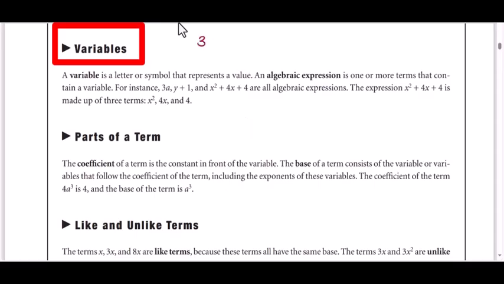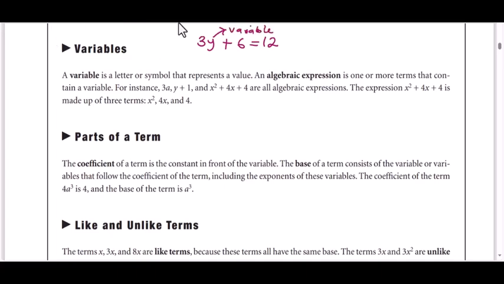The first are variables. Assuming we have an algebraic expression such as 3y plus 6 equal to 12, I want to take note of some things in it. This y is our variable, and this is the coefficient, the constant attached to the variable, and all these other values are our constants. This is just a sketch. We'll talk about this more in detail, so let's go through the notes.